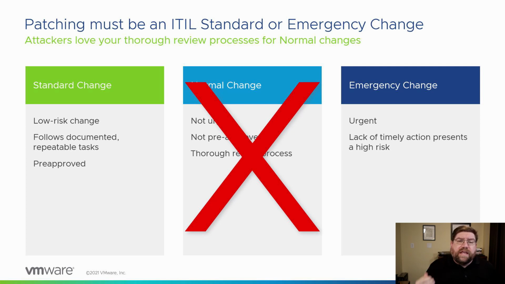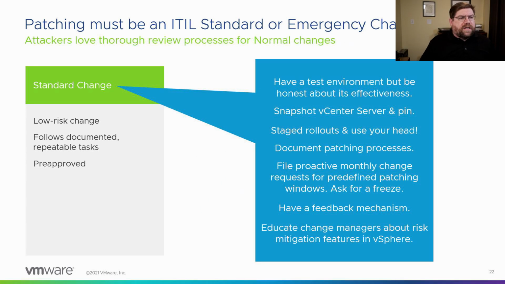Why can't we file for change requests 9 months, 12 months ahead of time? It just says pre-approved monthly patching, and we follow a documented process, and we test it, all that sort of stuff. Or we drive it towards emergency changes. And this is where security, especially things that are listed as important or critical that come out, really need to end up as emergency changes. Urgent lack of action presents a bigger risk than actually patching.